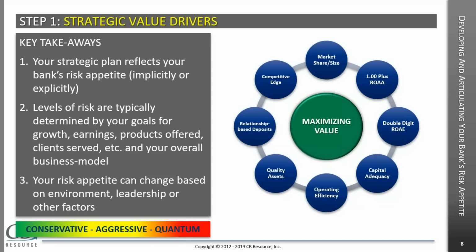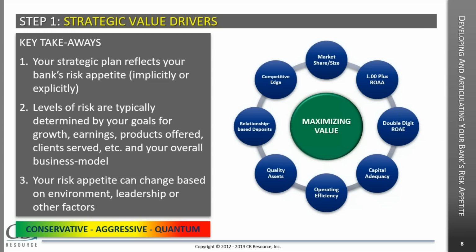So let's talk about step 1, your strategic value driver. Your strategic goals or your value drivers are kind of central to determine what level of risk you're willing to take, right? And if you think about it, your strategic plan, whether implicitly or explicitly, if you've done a risk appetite framework, by all means, it should be in your strategic plan. They coexist, right? Your heat map or your risk appetite should be nothing more than an indication of what you're willing to do or not do according to your strategic plan.